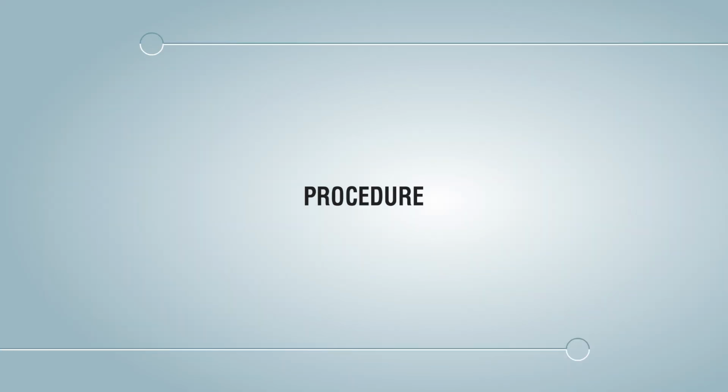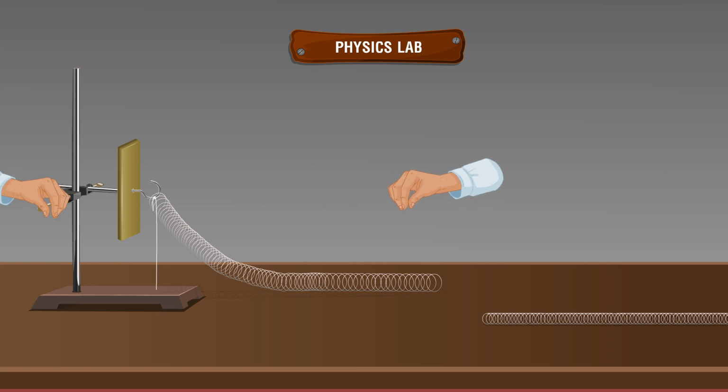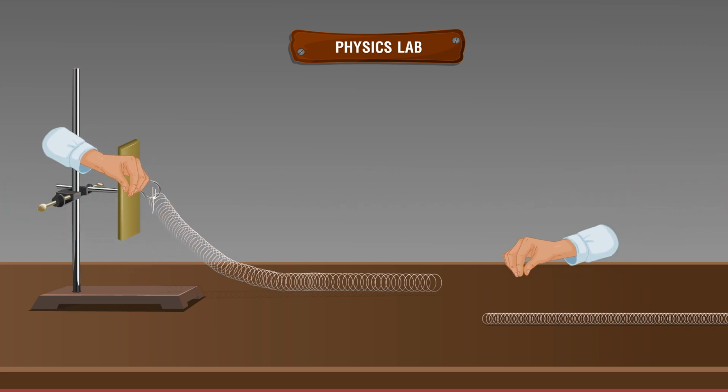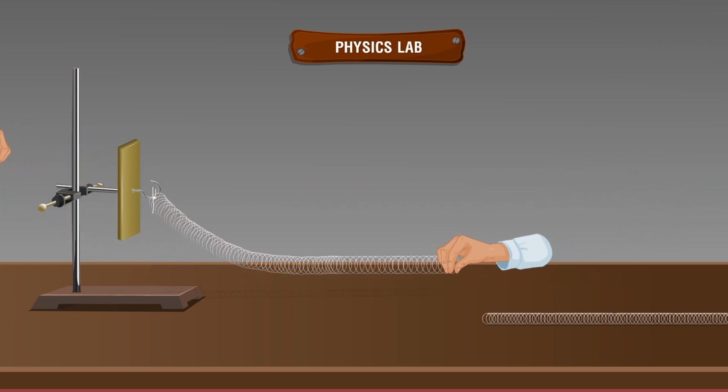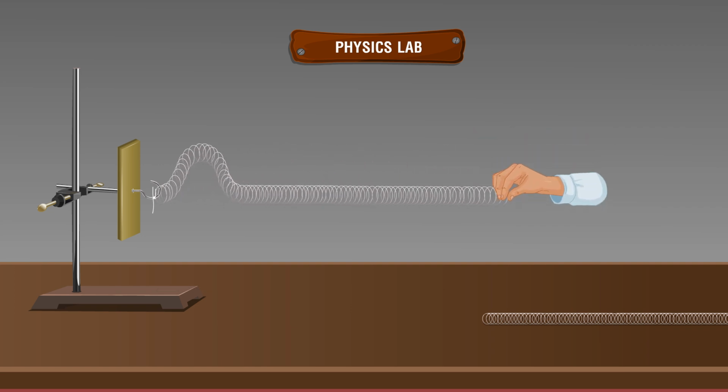Procedure: reflection of the pulse at the fixed end. Take the slinky and tie one end to the steel hook. Hold the other end of the slinky by the hand. Stretch the slinky. Give a pulse to the free end of the slinky. Observe the reflection of the pulse at the fixed end.